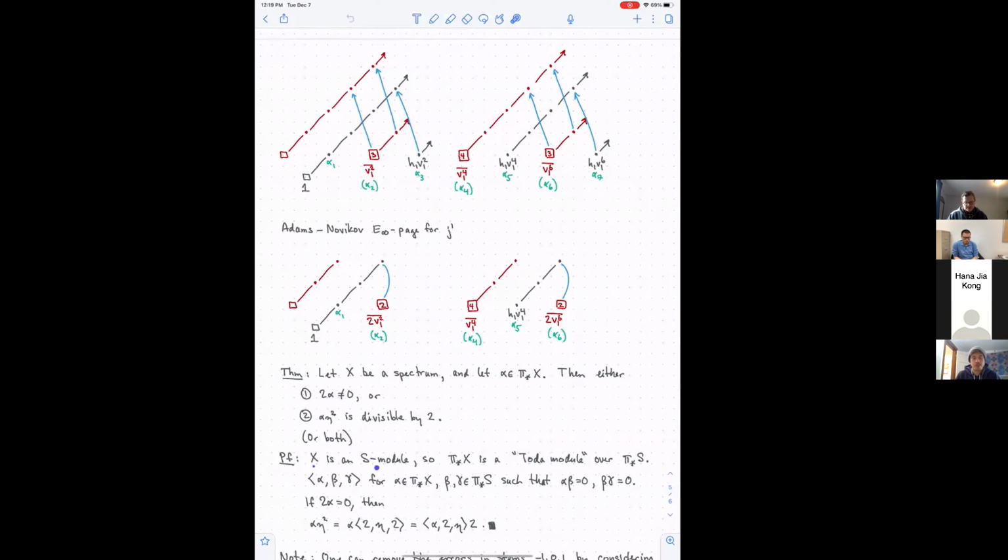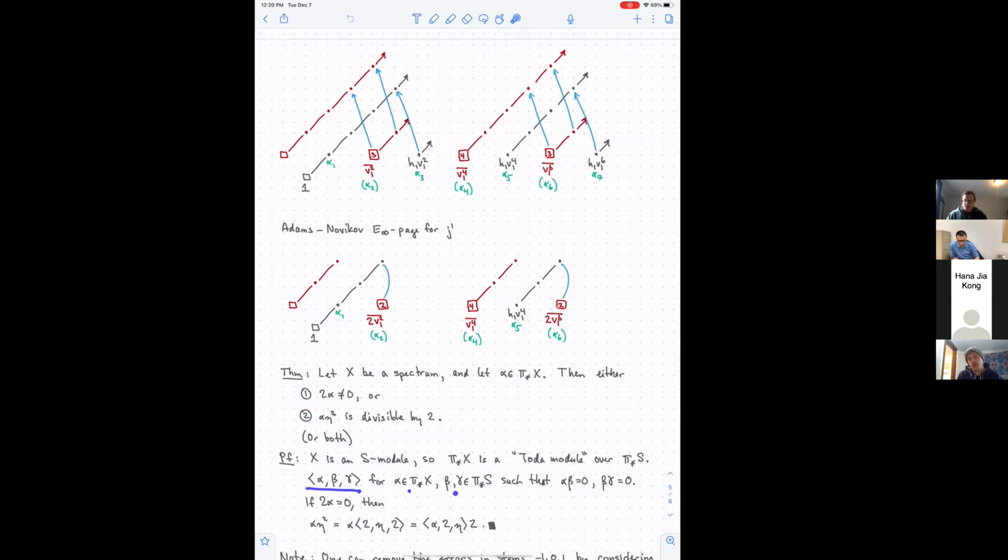So X is an S-module, and what that means is that pi star of X, the stable homotopy groups of any spectrum, is what I call a "Toda module" over pi star of S. "Toda module" is not standard terminology. There isn't standard terminology for the structure that pi star X has. I put it in quotes because I don't have a precise definition. What I mean is that you can form Toda brackets of the form alpha, beta, gamma, where alpha comes from X, but beta and gamma come from S.